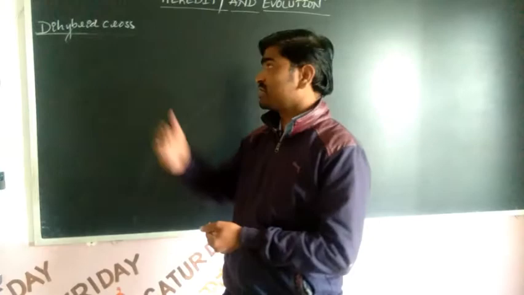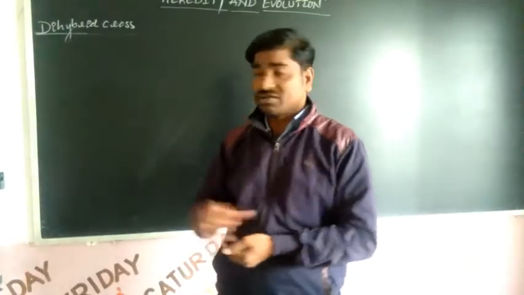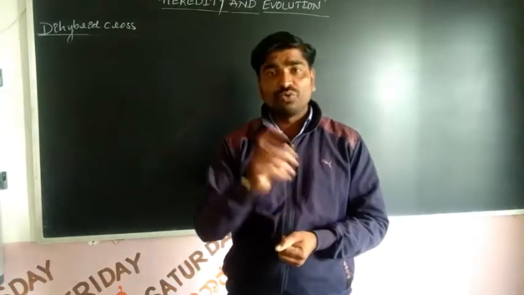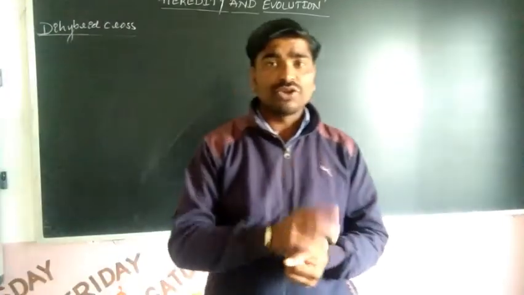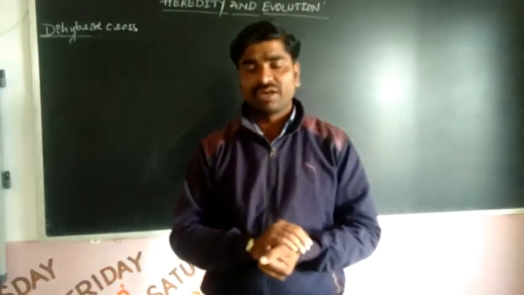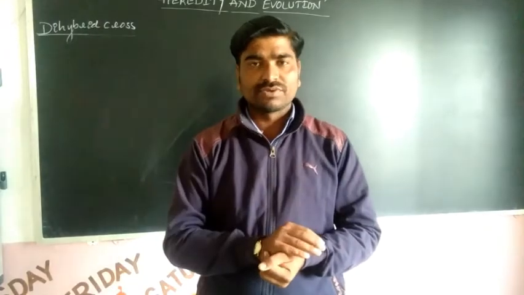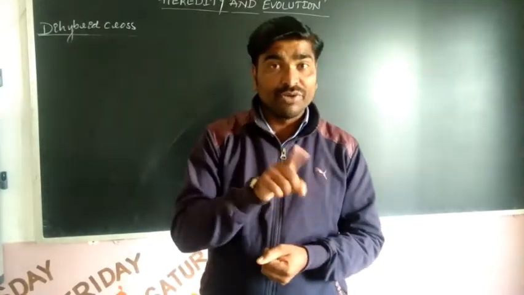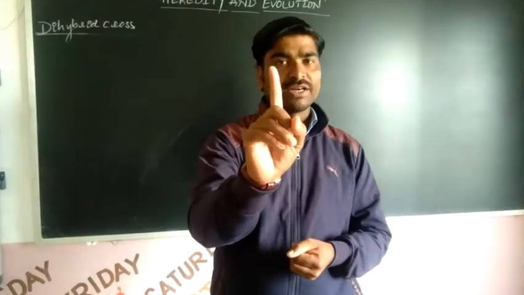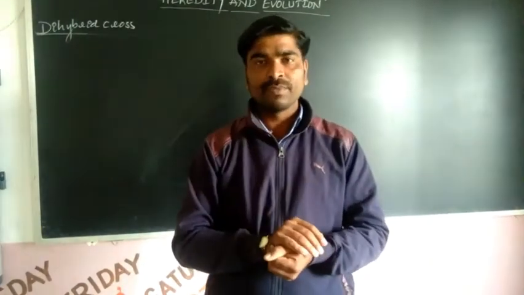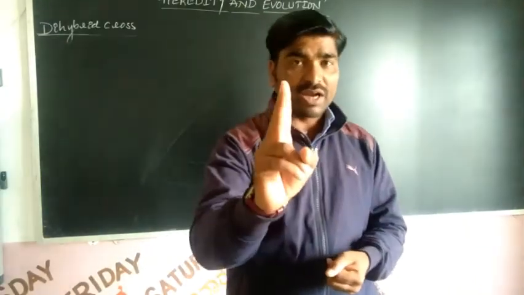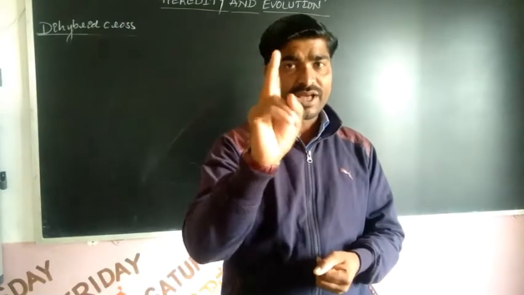But in the next experiment, the dihybrid cross, the crossing between two pea plants with two specific characters gives four contrasting forms. In a monohybrid cross, the crossing between two pea plants is with one specific character. That is very important. One specific character is a monohybrid cross, but two specific characters is a dihybrid cross.